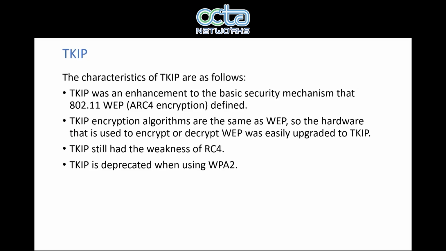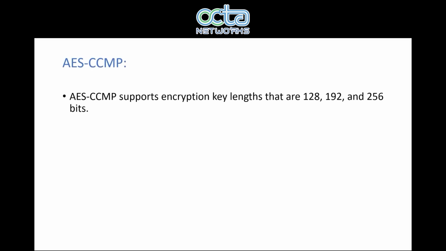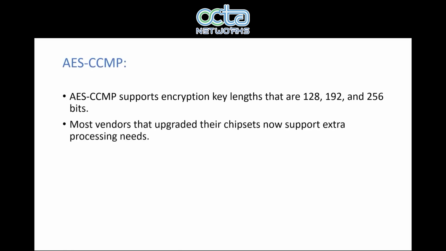Now, what is WPA2? WPA2 is a key management protocol or technique. Just hold on to that. Then we have AES CCMP. It supports key lengths of 128, 192, and 256 bits. Most vendors that upgraded their chipsets now support the extra processing needs, and this protocol led to the deprecation of TKIP. Why? Because it was a much more enhanced technique, very difficult to crack.